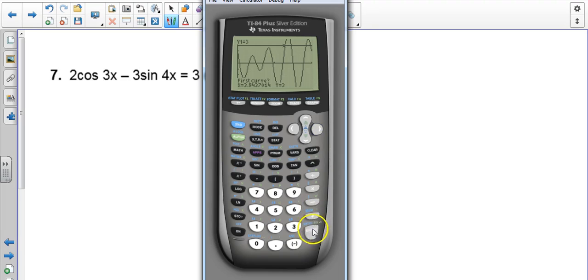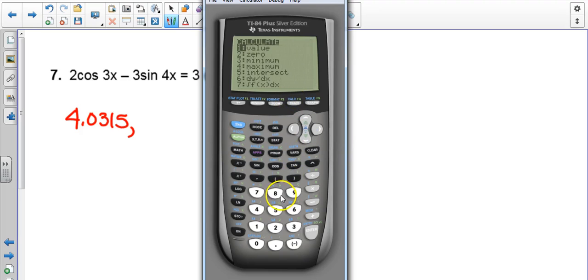And this is another one where your calculator kind of freaks out if you're not pretty close to where you're looking for your answer. I got 4.0315. Anybody else find any of the rest of them? 4.5328. Anybody? No? Yes? Maybe?